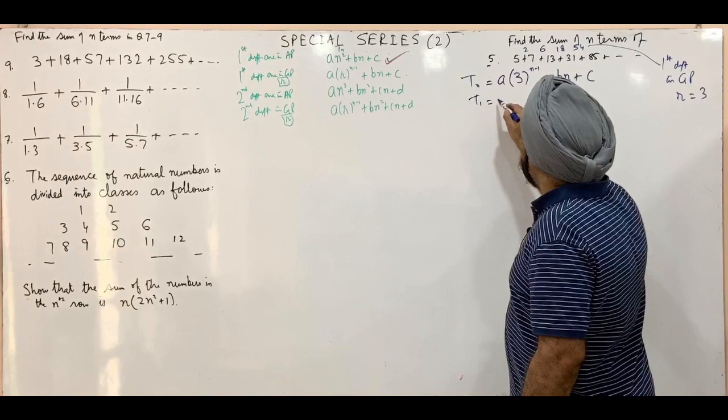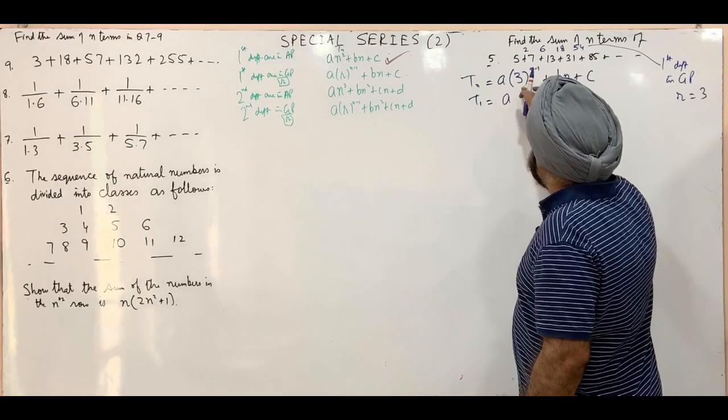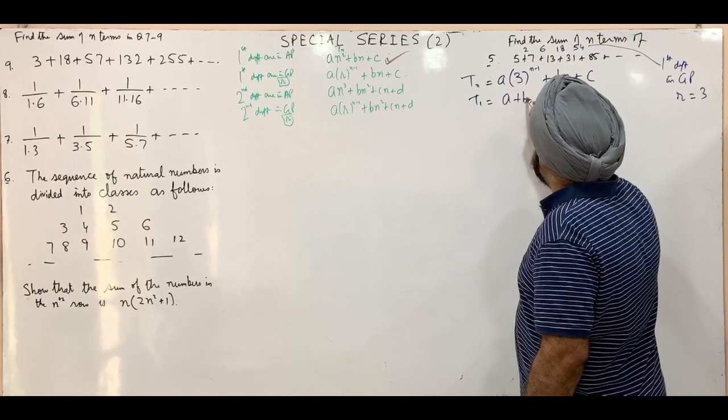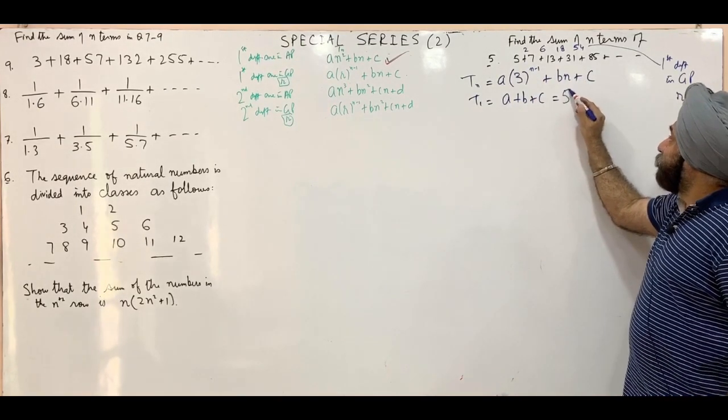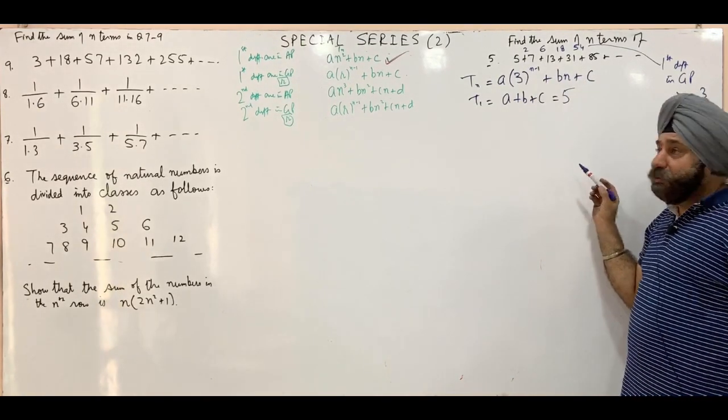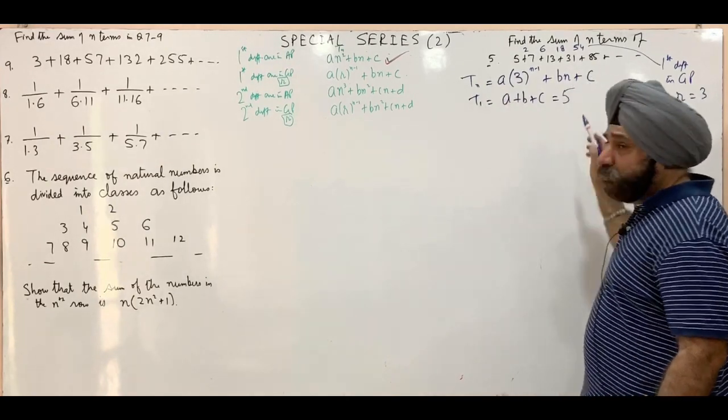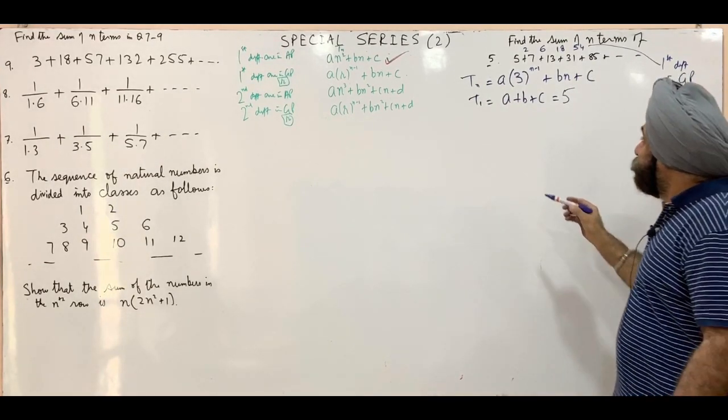So for the first term we put n is equal to 1. 3 raised per 0 is 1, so A plus B plus C. First term of the series is 5. First term of the given series is to be taken because this is nth term of the given series.